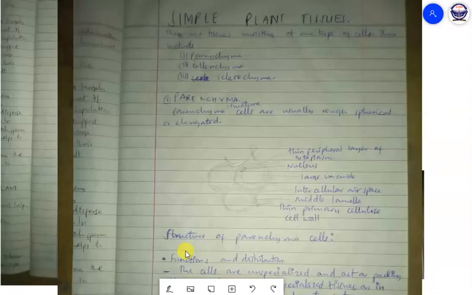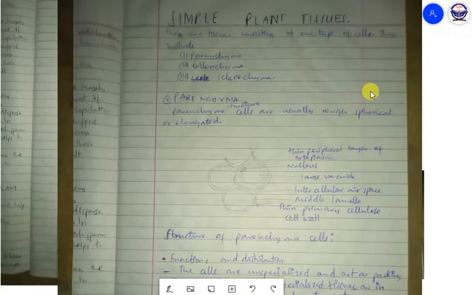Friends, in today's session we are going to continue with our topic of transportation in plants, and today we are going to start with simple plant tissues. Some of the diagrams are not present in my notes, so I'll be using Google to explain some of the plant features.